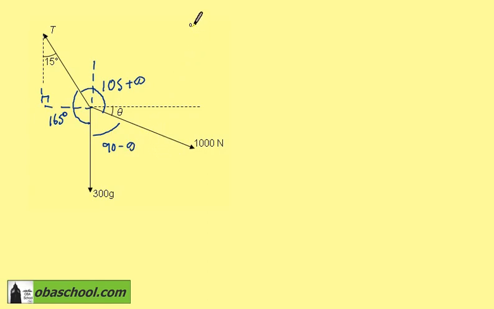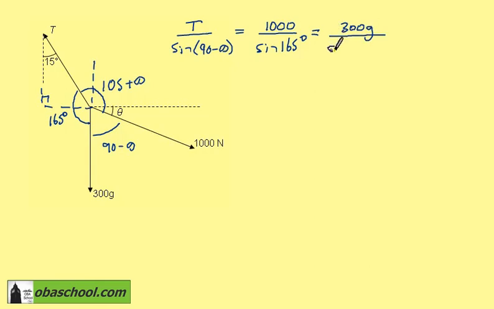So by Lami's theorem, we have that T over the sine of 90 minus theta is equal to 1000 over the sine of 165 degrees, which is equal to 300g over the sine of 105 degrees plus theta. Let's see if we can find theta first. So let's use this one equals this one.